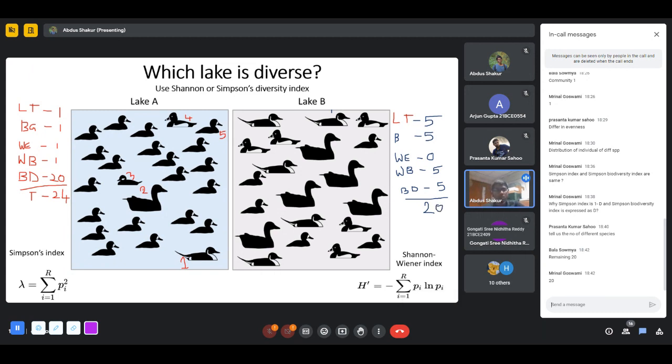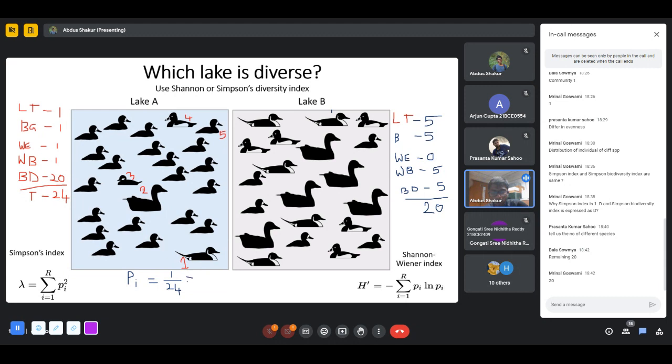Okay. So I'll just write it again here. How to calculate Pi? Pi is proportion. Pi equal to, let's say if you want to calculate the proportion of LT, which is long tail ducks in lake A. So how do we calculate? 1 divided by total number of individuals in the lake A. So that is 24.